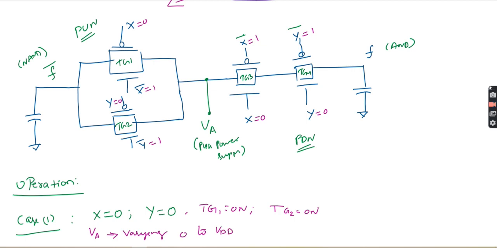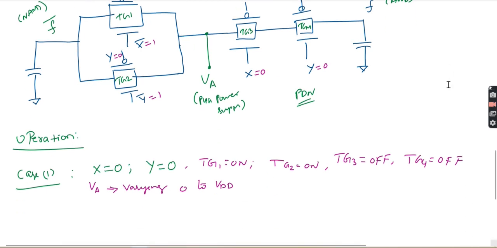When I vary VA to VDD, at the meanwhile you can see what happened: TG3, the gate 3, will be off, then TG4 also will be off. So the only thing is these two transistors are on, and these two TG gates are off. When these two are off, while we are varying VA from 0 to VDD, there is no path from VA to F. There is a path from VA to F bar, actually, right? So if it is on, in the sense we are giving the range of VDD.